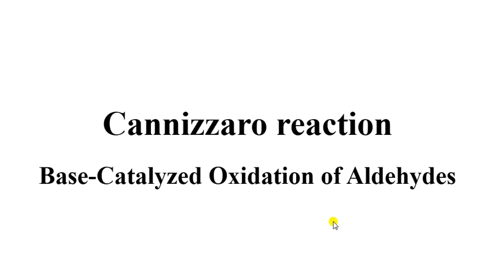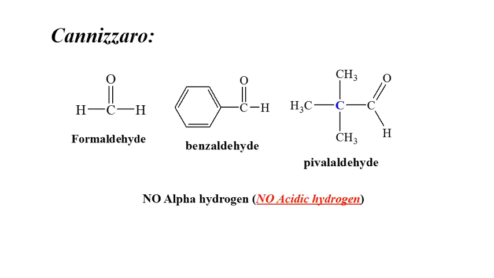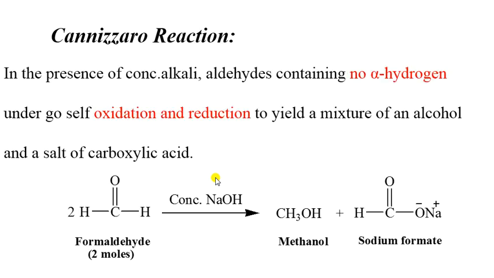Today we're going to talk about oxidation of aldehydes using base catalyst. This reaction is called the Cannizzaro reaction. So any aldehyde without alpha hydrogen, in the presence of concentrated alkali, will undergo self-oxidation and reduction to produce a mixture of alcohol and the salt of carboxylic acid. So this is the main idea of the Cannizzaro reaction.